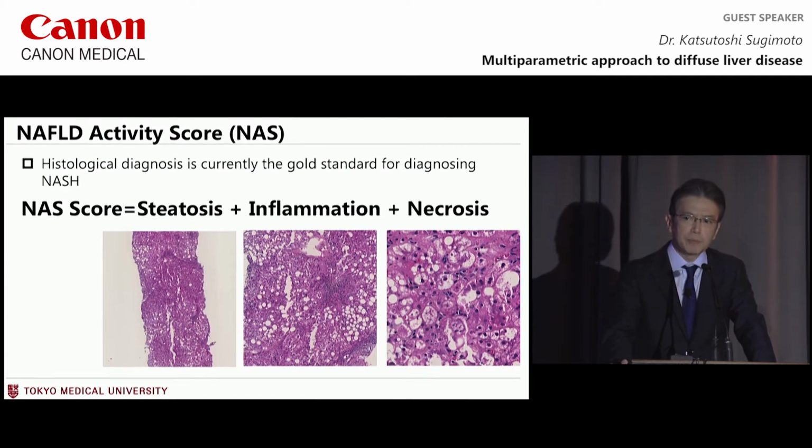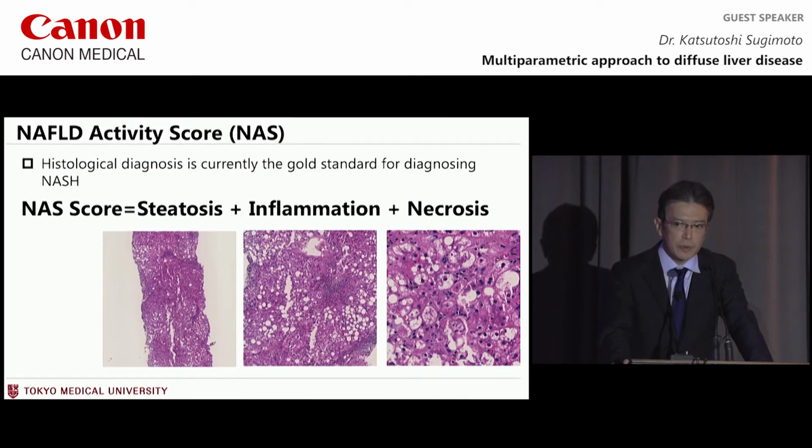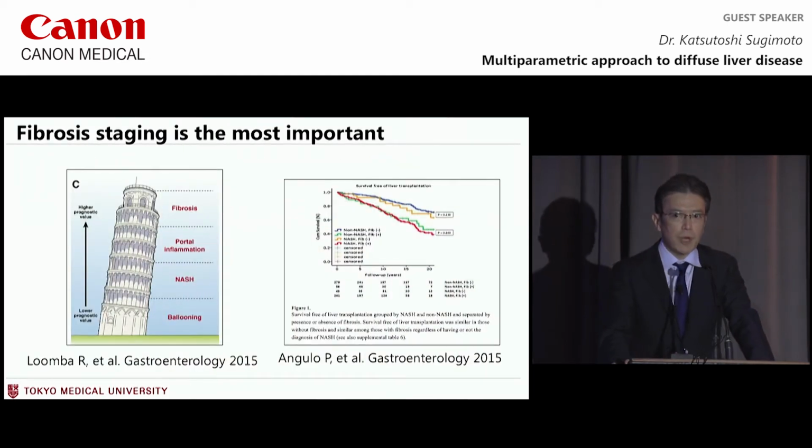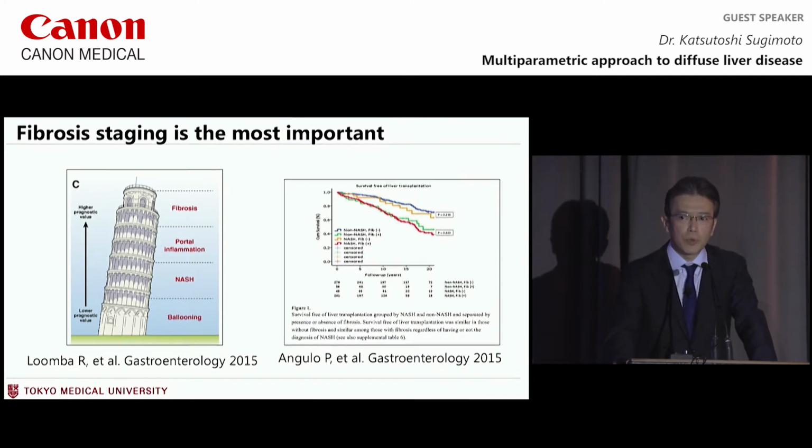NASH diagnosis is made histopathologically. NAFLD activity score is used for this purpose. NAFLD activity score comprises the sum of steatosis, inflammation, and ballooning. But fibrosis staging is also important to predict the prognosis of NASH patients.